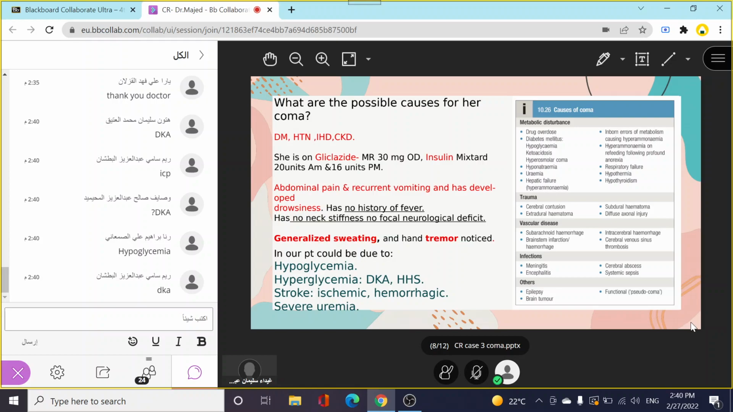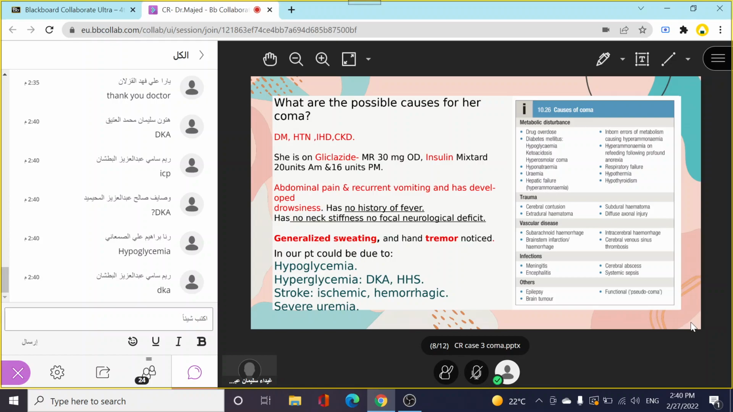Okay. All of these are right because she is diabetic. Maybe she has hypoglycemia or hyperglycemia. But the patient presented with abdominal pain. She also had recurrent vomiting and developed drowsiness. And she was on a sulfonylurea drug, which has a side effect of causing hypoglycemia. And she was also on insulin. Also, she developed sweating and tremors. All of these suggest that the patient is having hypoglycemia.